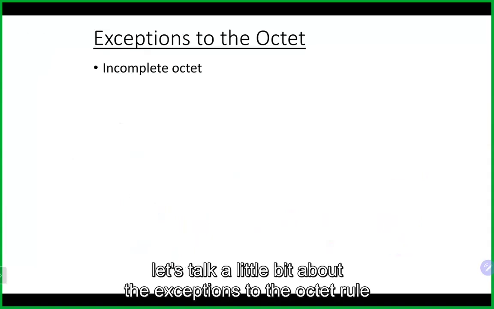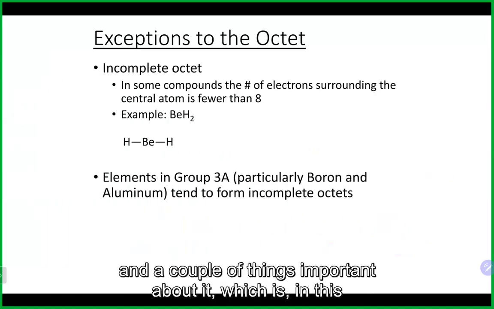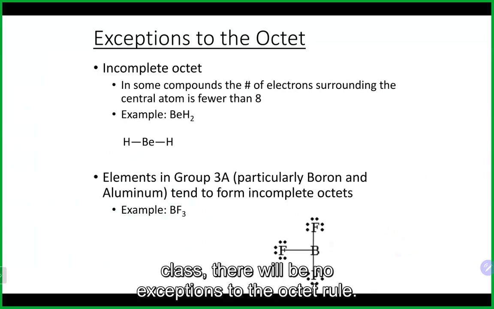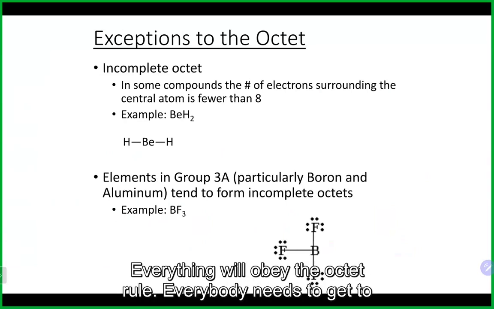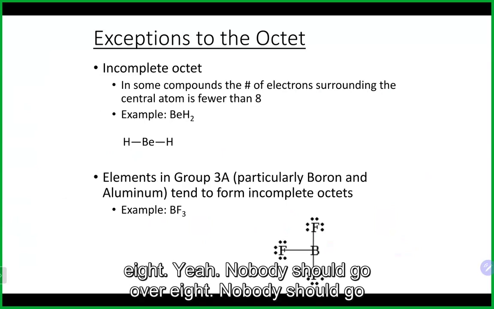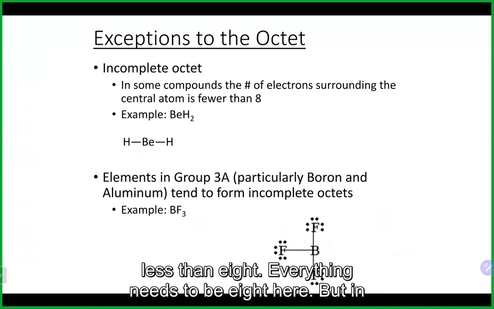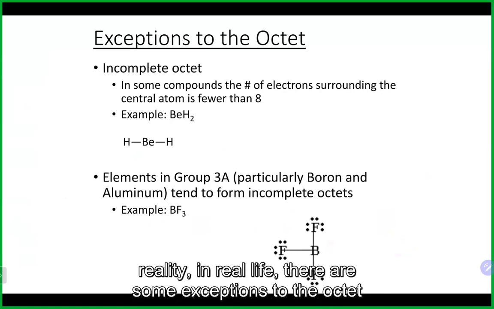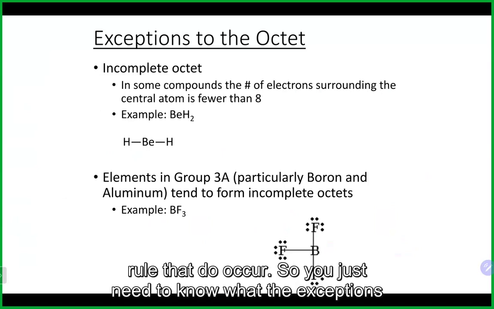All right, so let's talk a little bit about the exceptions to the octet rule and a couple of important things about it. In this class, there will be no exceptions to the octet rule. Everything will obey the octet rule. Everybody needs to get to 8. Nobody should go over 8. Nobody should go less than 8. Everything needs to be 8 here. But in real life, there are some exceptions to the octet rule that do occur. So you just need to know what the exceptions are.